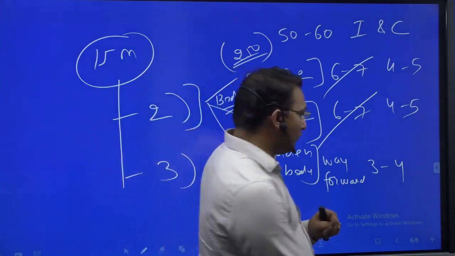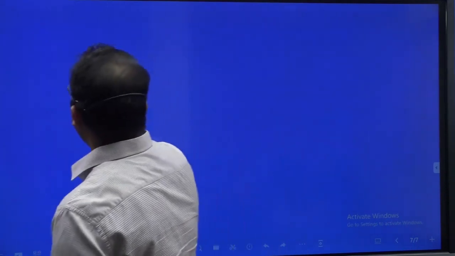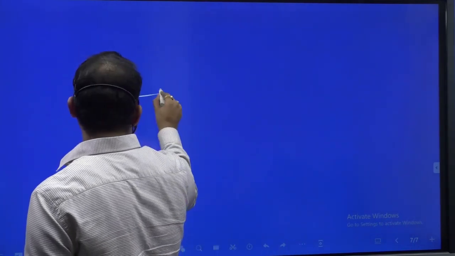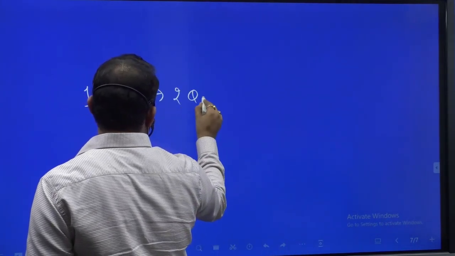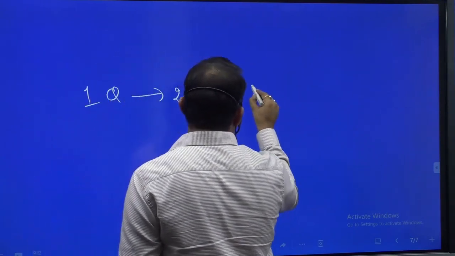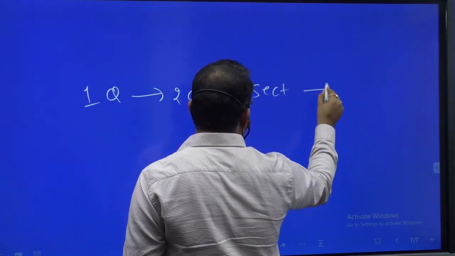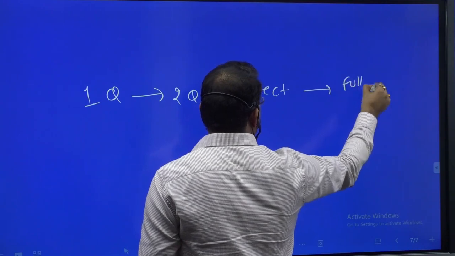And that's why I always say, start with one question daily. Then move to two questions daily. Then move to sectional test. And then full length test.